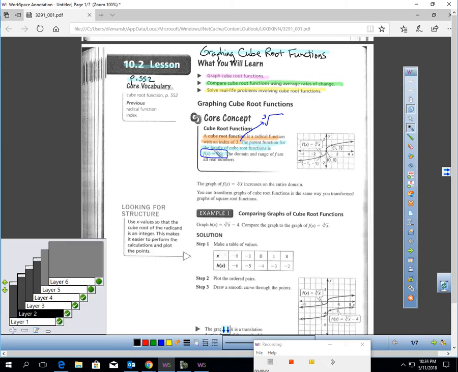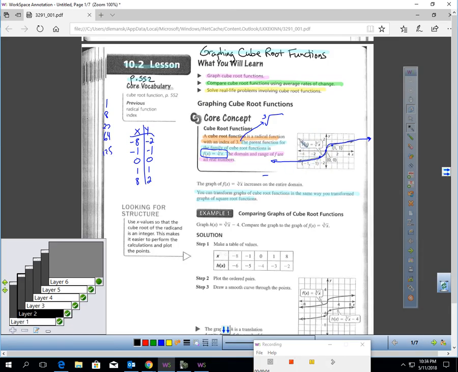The parent function for the family of cube root functions is the cube root of x. So that's the parent function. I have it circled. It's the most basic cube root function you can have. The domain and range of the parent function are all real. So I can plug in any value for x and it will give me any value for y.